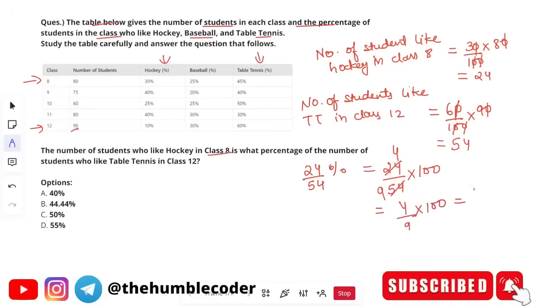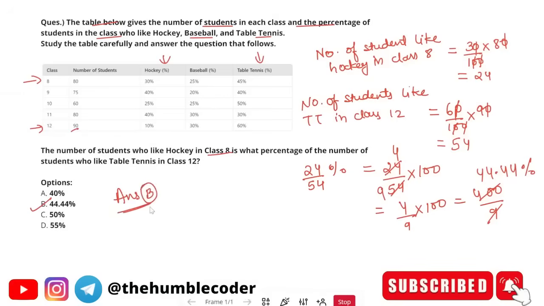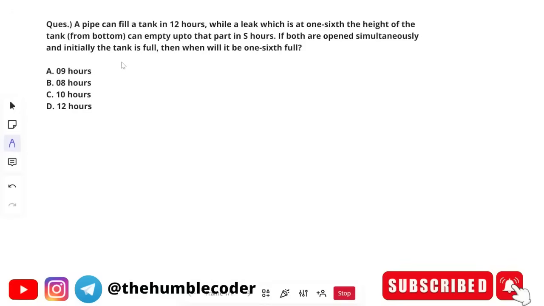So it will be 400 divided by 9. If you try to divide it, 4 9s are 36, and then again 4, so again it will be 4.44. In this way it will go. So the correct answer in this case is option B, which is 4.44. The correct answer is option B, which is 4.44. Hope you have understood the logic. Let's now move on to the next question.